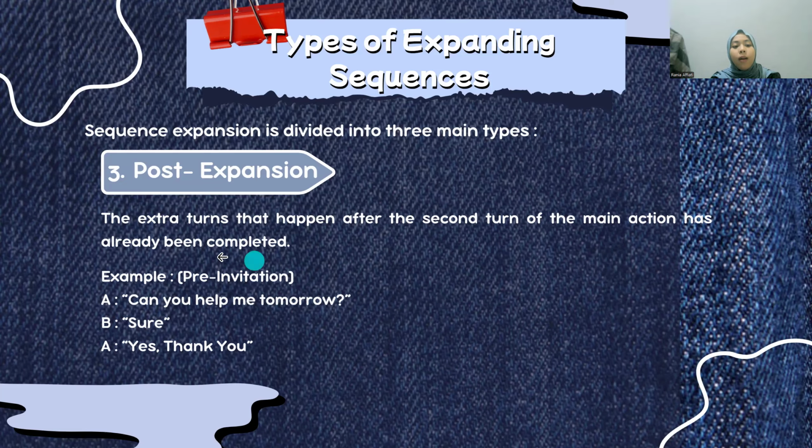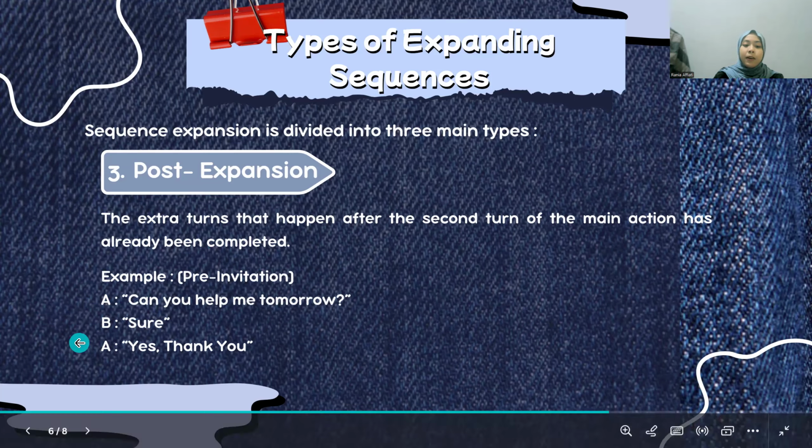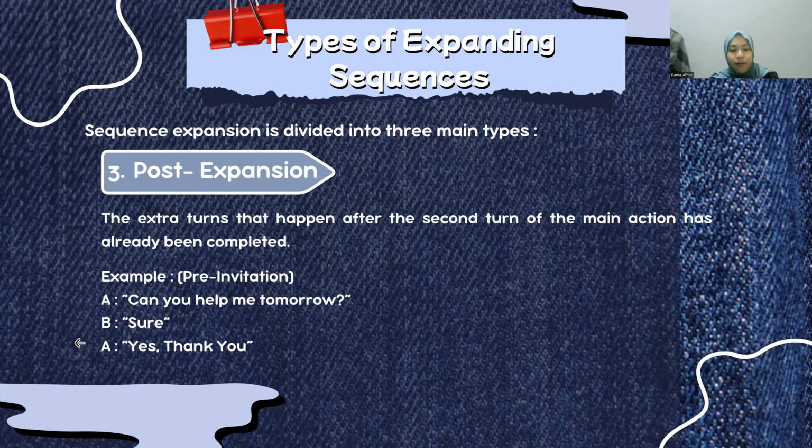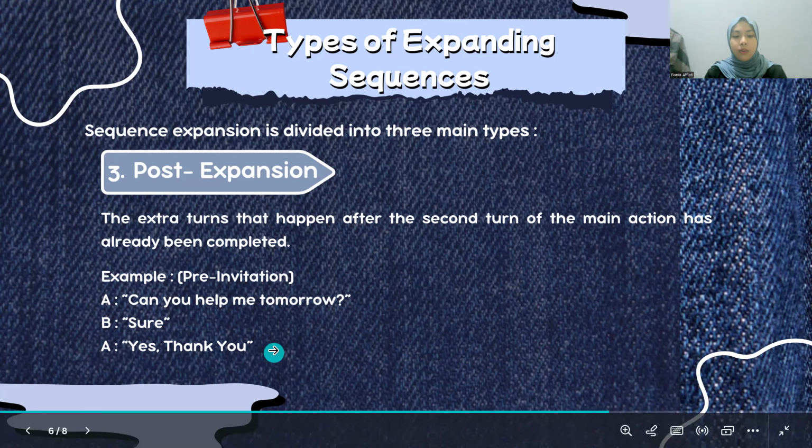We can see it from this example, also a pre-invitation example. Speaker A said, "Can you help me tomorrow?" And speaker B said, "Sure." And speaker A said something to end the conversation: "Yes, thank you." So "Yes, thank you" in this part is a post expansion.